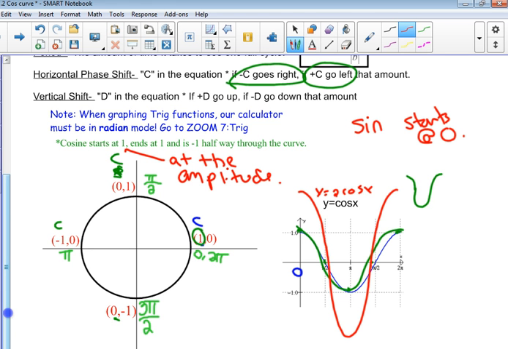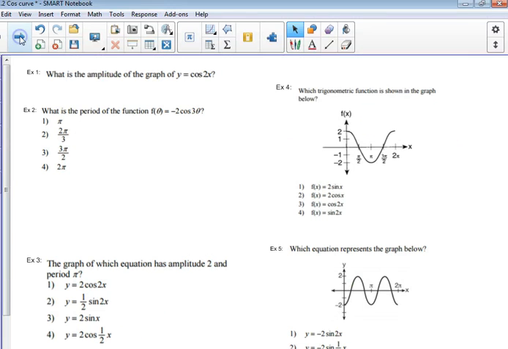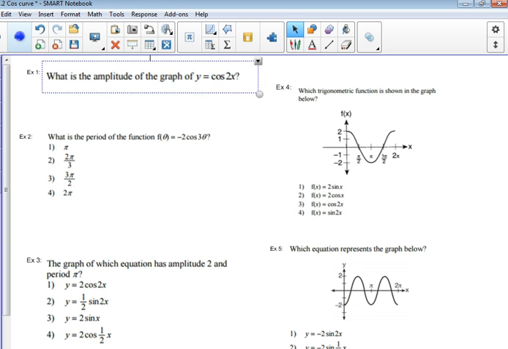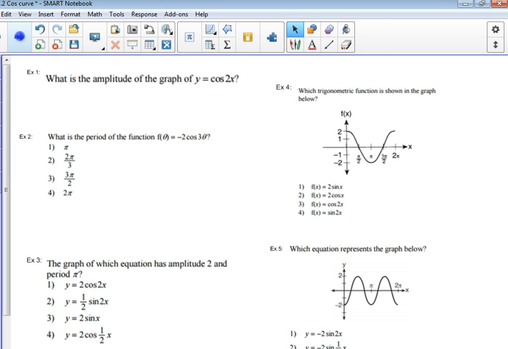Exactly. Okay. So we're going to do kind of the same thing as yesterday, but I don't need to explain what the period represents, what the frequency is. So today should be pretty quick, almost the same exact thing. All right. So if I asked you guys what is the amplitude of the graph of cos 2x? What do you guys think?